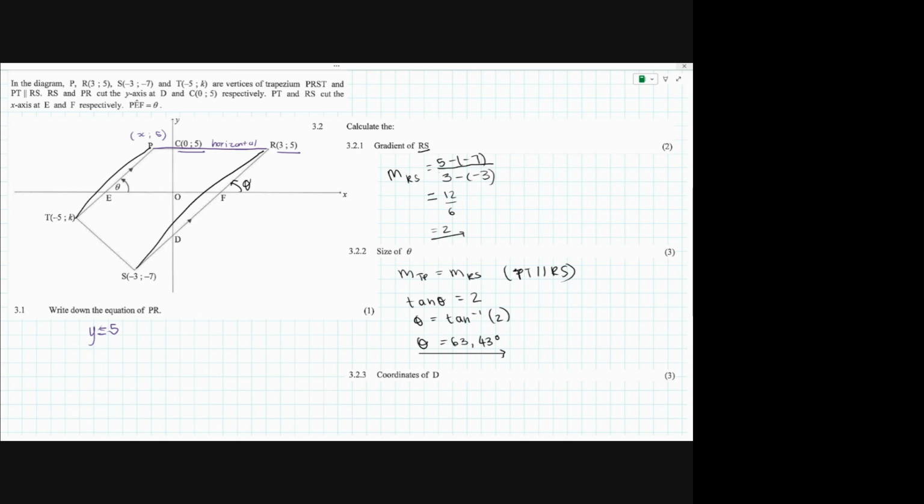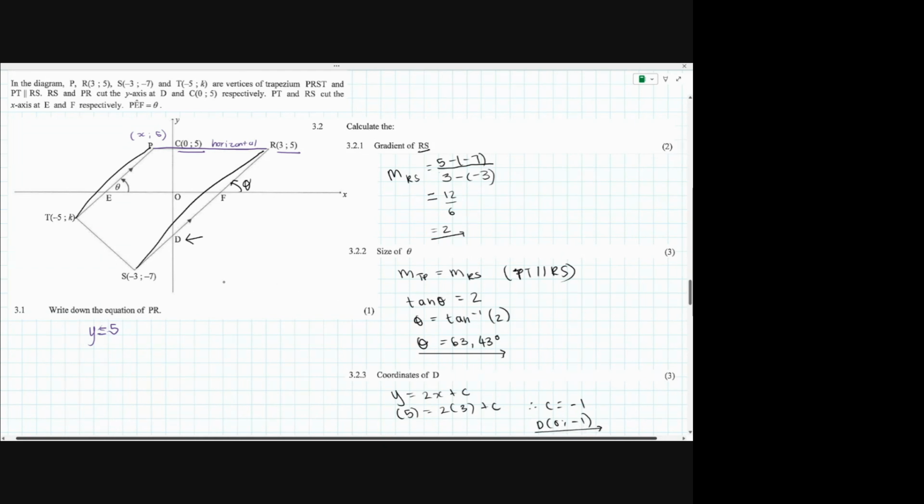Right, 3.2.3 says write down the coordinates of D. So D would be our y-intercept of the straight line SR. And so we would then need to go and work out the equation, essentially. Now, again, nice and easy. I know what the gradient of SR is. So I know y is equal to 2x plus c. Substitute in one of those points. I'm going to substitute in R. So 5 is equal to 2 times 3 plus c, which means that c is equal to -1. And so D would then be at 0, -1.